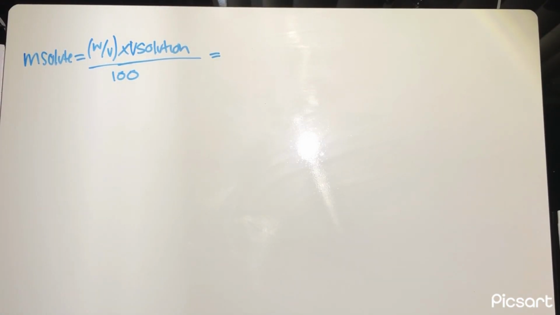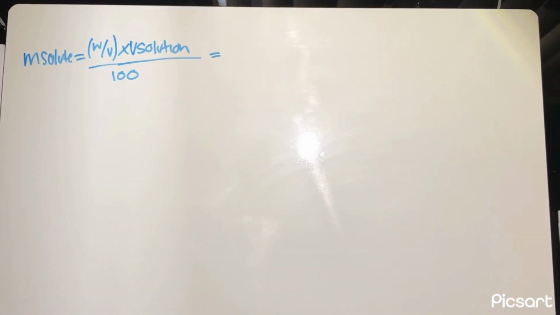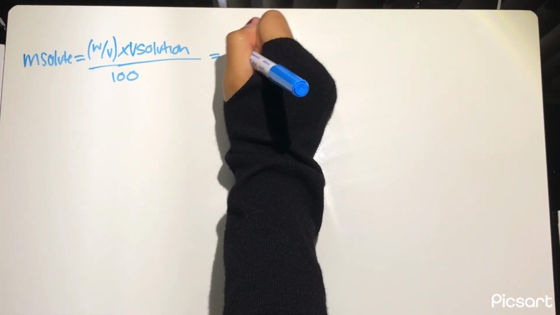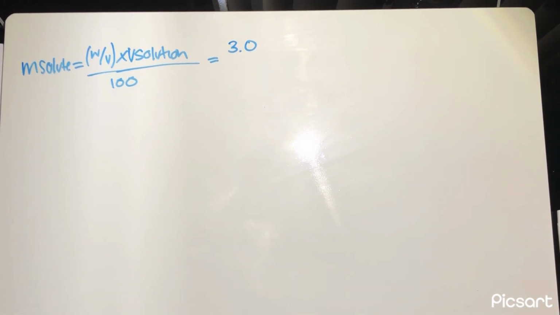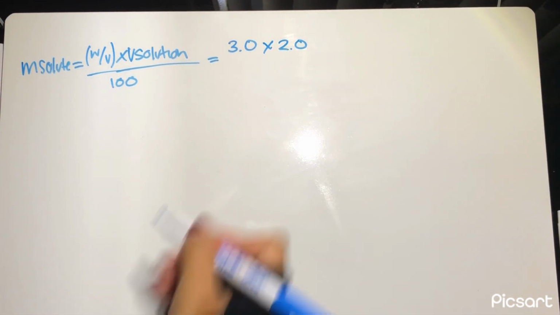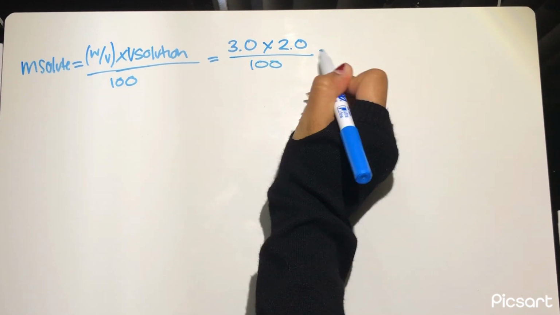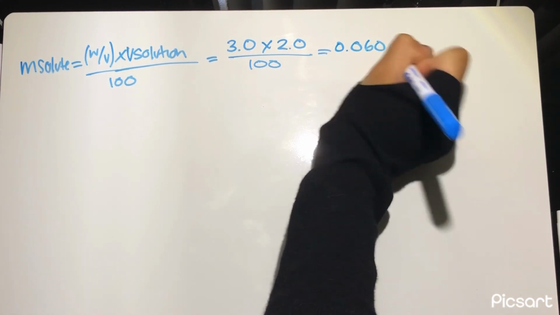So for the second problem on page 10, it's asking us for the milligrams of the drug. We're going to use this, and then plug in some numbers. 3.0, that's given to us in the problem, and then multiply that by the 2.0 milliliter that's also given to us, and then divide it by 100, which gives us 0.060 grams.